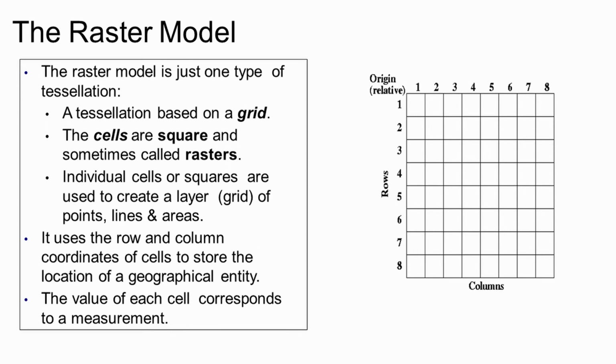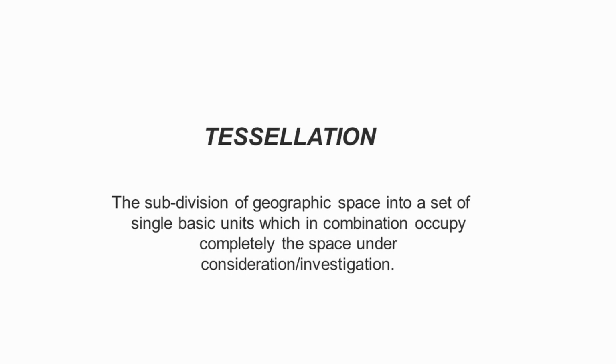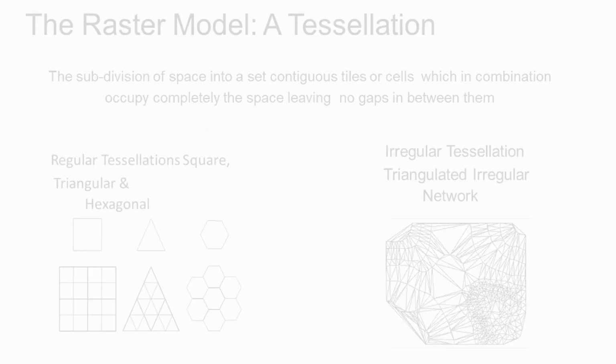It is important to note that a tessellation is the subdivision of space into a set of contiguous tiles or cells which in combination occupy completely the space, leaving no gaps in between them. This is a key distinction from the vector model. Implicit in a raster data model is a value associated with each cell or pixel. Even the representation of empty space between two discrete objects needs to have data defining it as such.